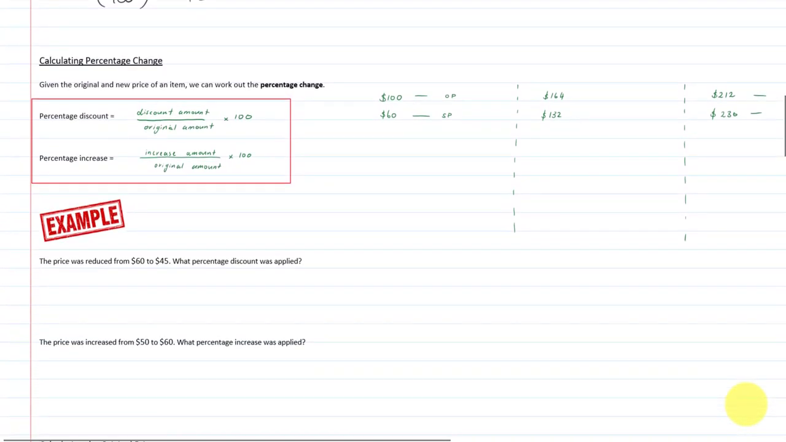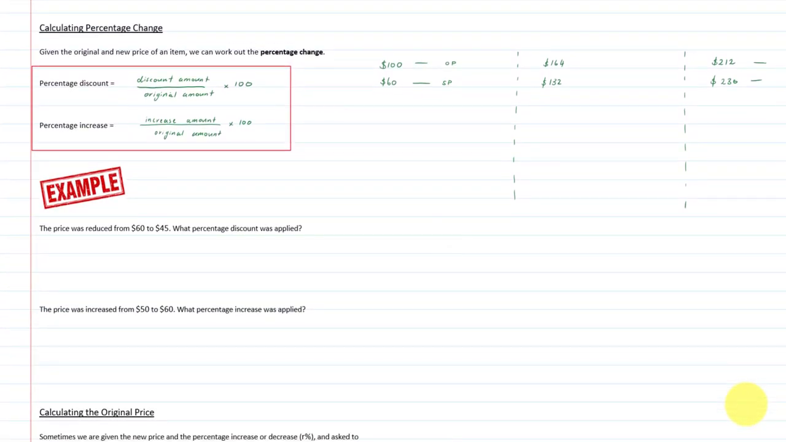Okay, let's talk about calculating percentage change. So it might be that you know the new price and you know the original price. You want to calculate what was the percentage discount or maybe the percentage markup. And here we have them as percentage discount or percentage decrease and percentage increase or markup. So we can calculate this by just going back to our simple percentage formula, which you've all done before. So let's do this now.